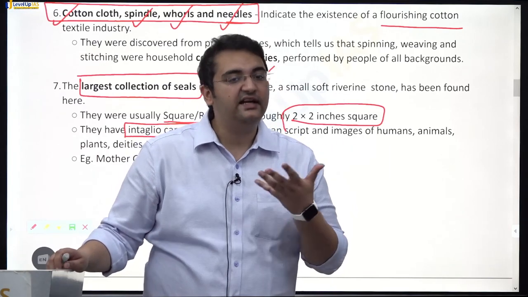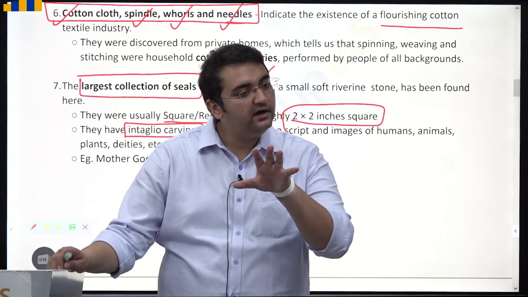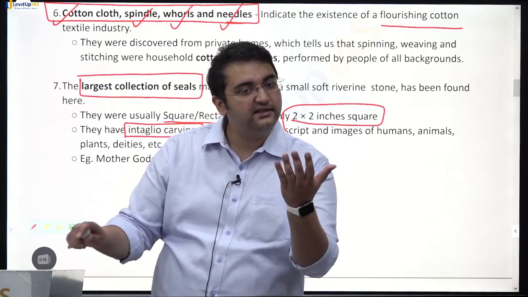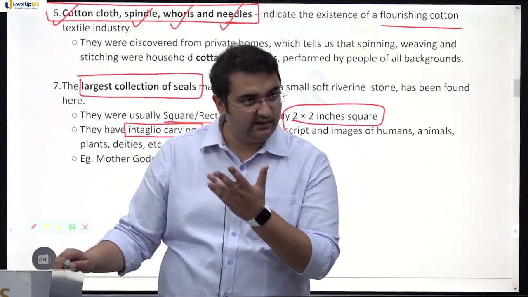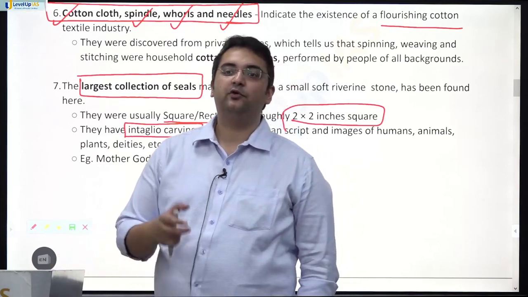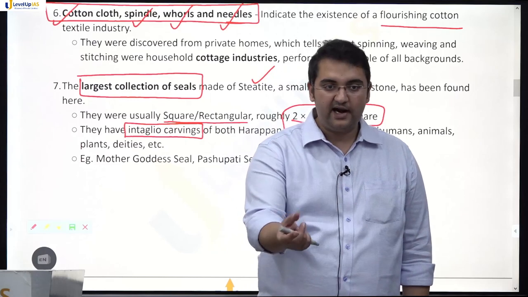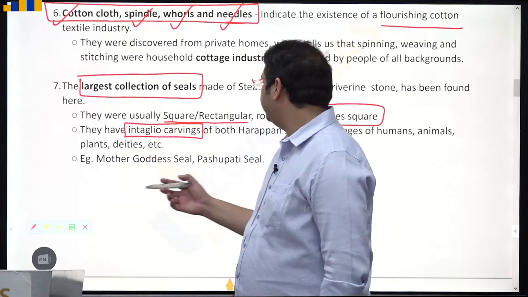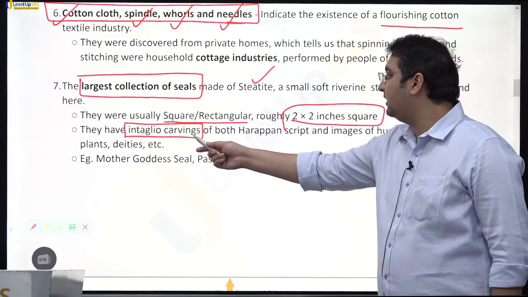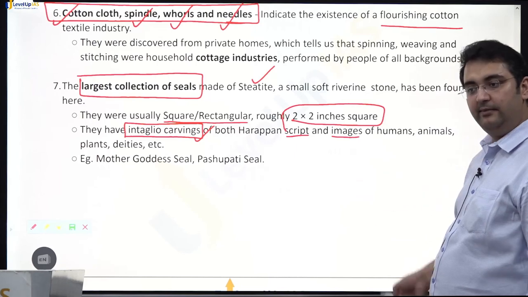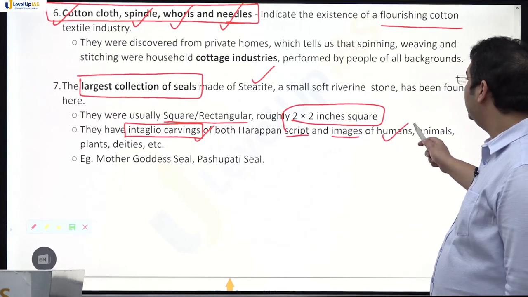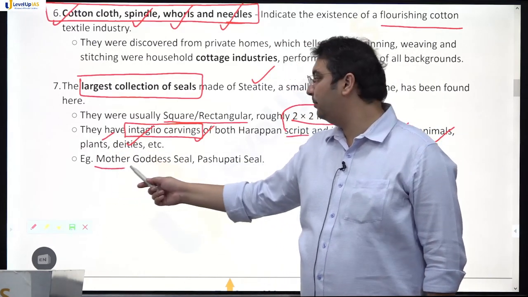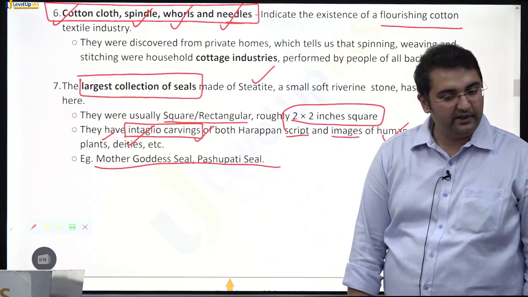And what is a relief carving? That instead of having the material carved out, you remove the background so that the subject appears to emerge out of the background. That is relief carving. So if you take out a currency coin and look at the carvings, that is an example of relief carving. Okay? Achha. Now, kya kya hota hai ispe intaglio carvings of? Script and images both. Images kiske kiske? Humans, animals, plants, deities, etc. Example, mother goddess seal and the Pashupati seal.